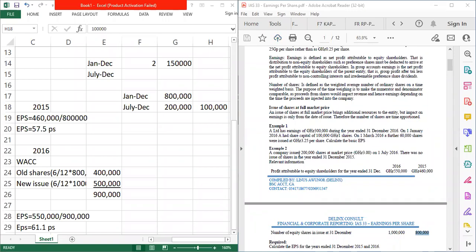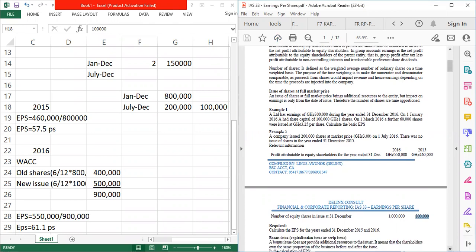Okay. So this is one of the ways that our ordinary shares can increase. If there's a new issue, it can increase the ordinary shares. Let's also look at another way of increasing the ordinary shares. The second one is bonus issue, or we call it scrip issue. If they say bonus issue or scrip issue, what is the meaning?